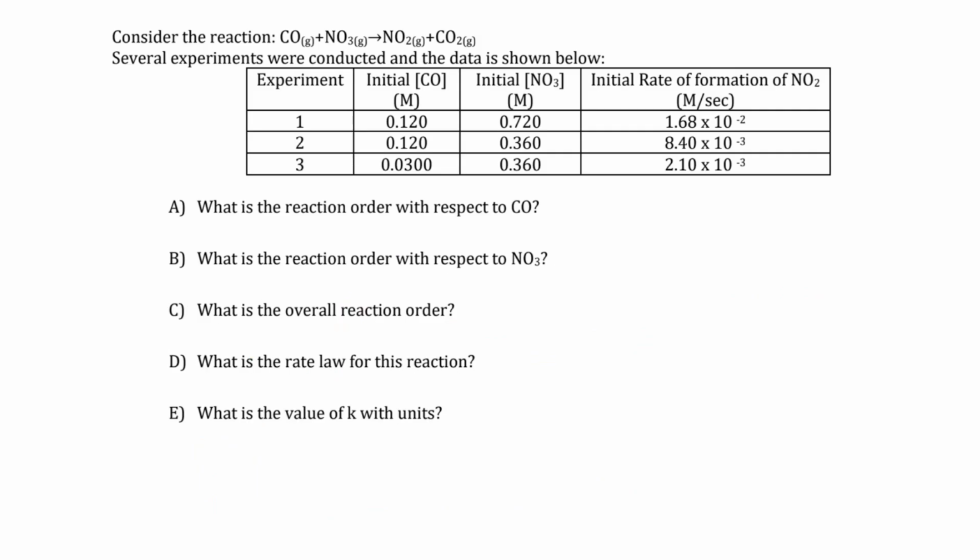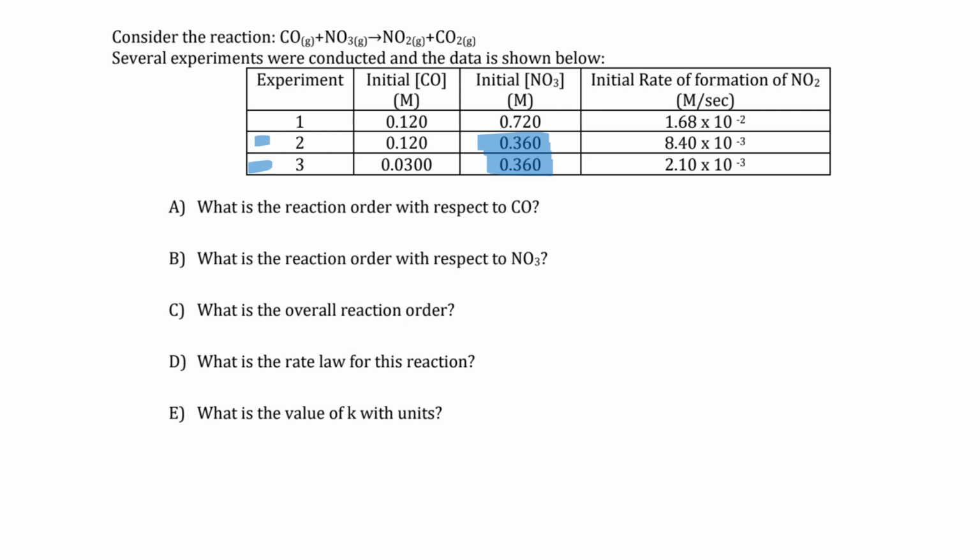Consider the reaction carbon monoxide, CO plus NO3 produces NO2 plus CO2. Several experiments were conducted, and the data is shown below. Luckily for us, we have some that are constant, so that makes it way easy. So what is the reaction order with respect to CO? Let's look at the CO. You have to look at the other ones that are constant, so we're going to cross this out. That means we're going to focus on 2 and 3 for the first one.